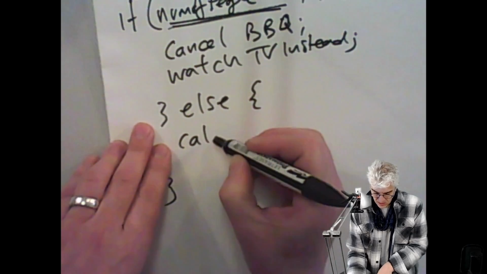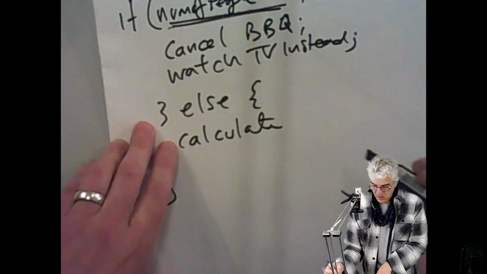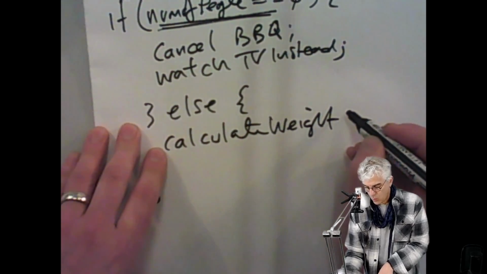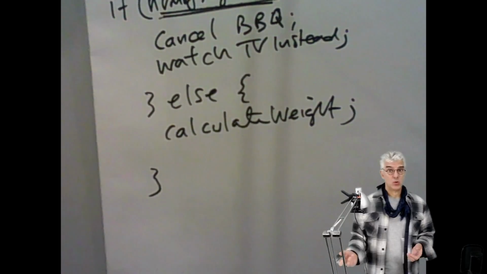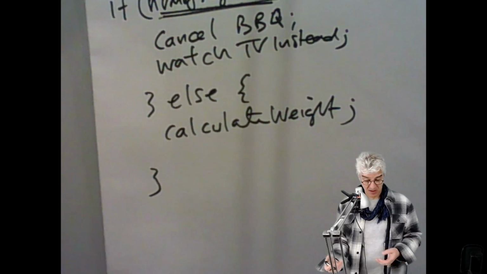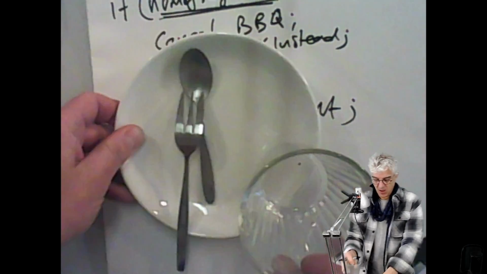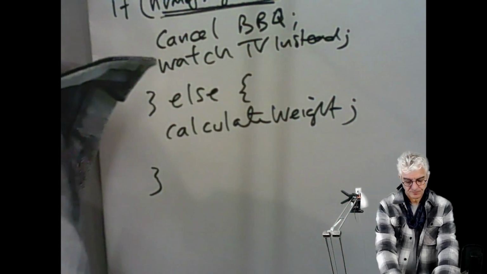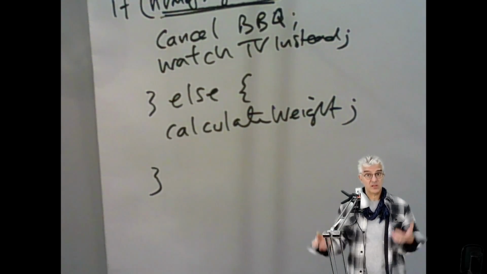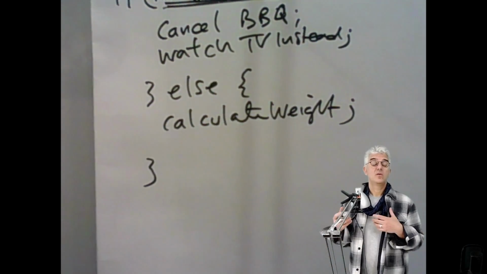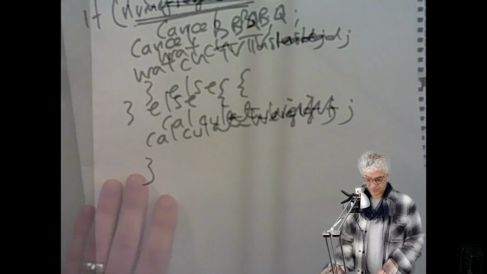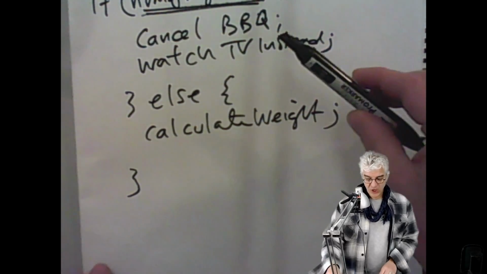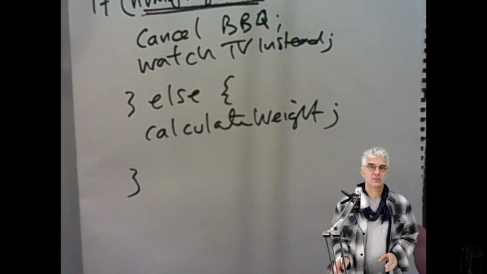I could say calculate weight of stuff as a thing to do. I go through and count how many people are coming, how much does all of my aforementioned cutlery and crockery weigh, and then decide if we need a truck. So that's a simple example of how we can use conditional statements.